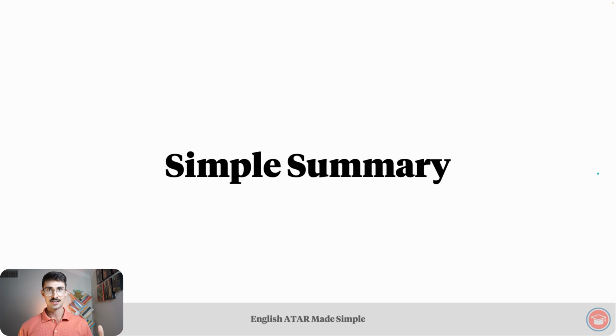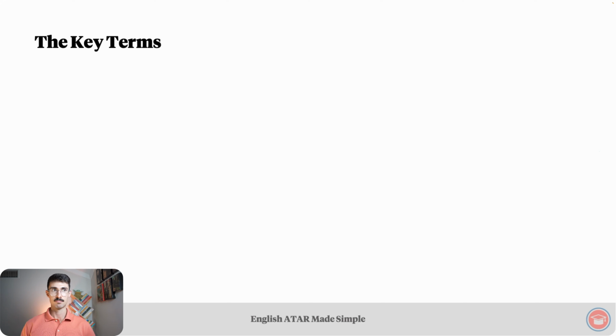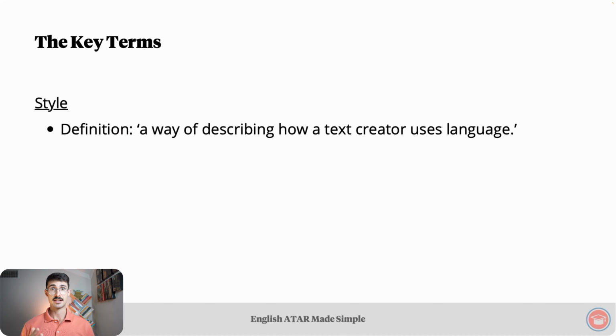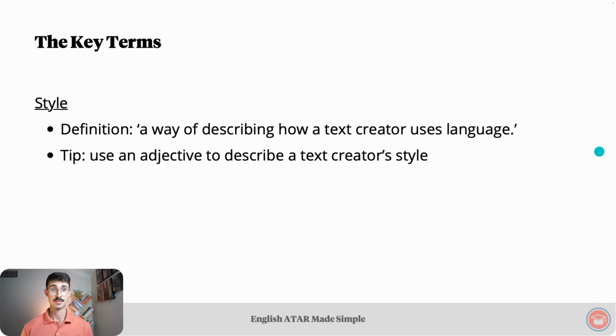That's all the main content from this lesson. Let's discuss a simple summary of it. Our first main section from the lesson was a discussion of the key terms, and the first one that we looked at was style. Style is a way of describing how a text creator uses language. And a little tip, you must use an adjective to describe a text creator's style. See the list of adjectives to describe style in the PDF study notes.